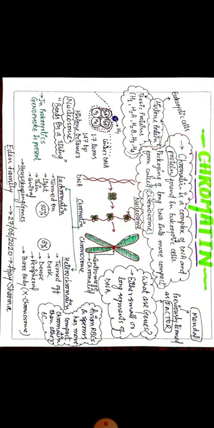Next, avian RBCs, meaning the RBCs of birds, and sperms have more compact chromatin than other eukaryotic cells. Okay, hope you guys understand about this topic known as chromatin.